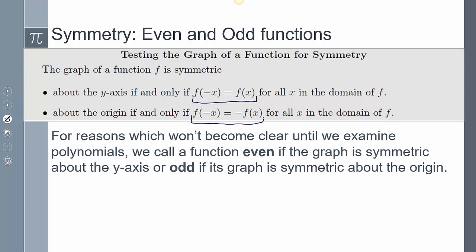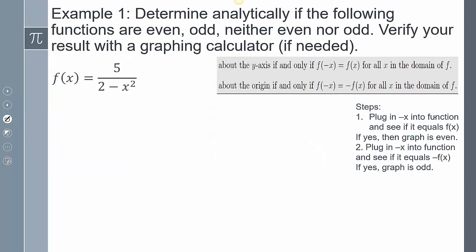Now, until we really talk about polynomials, we call the function even, so this function would be even because it's symmetric about the y-axis. And then we call this function odd if it's symmetric about the origin. So now let's determine analytically if the following functions are even, odd, or neither, and verify the result with a graphing calculator. So we'll take a look at what it looks like graphically.